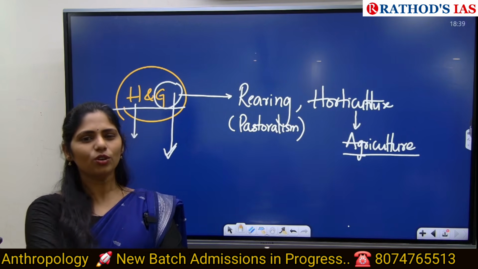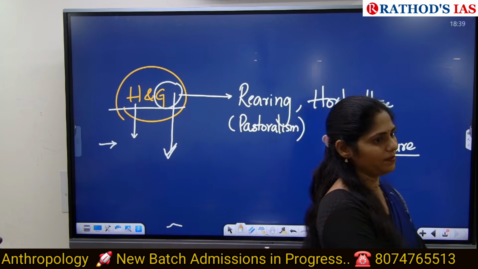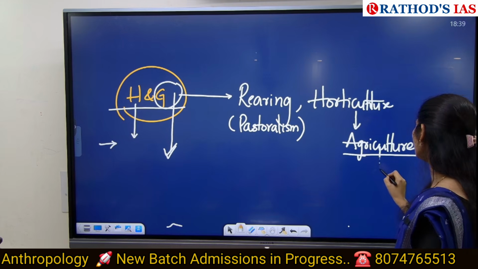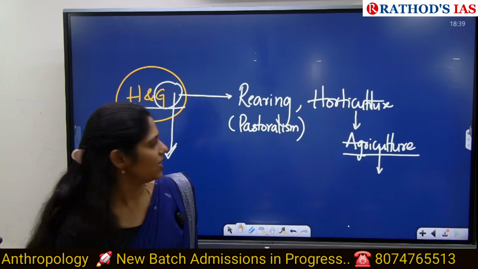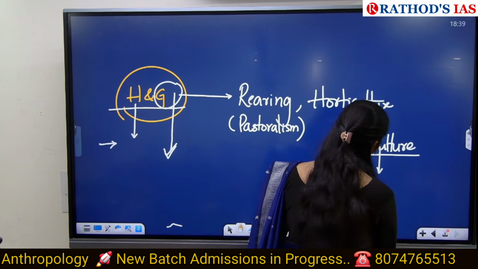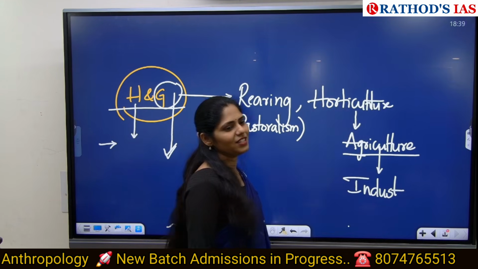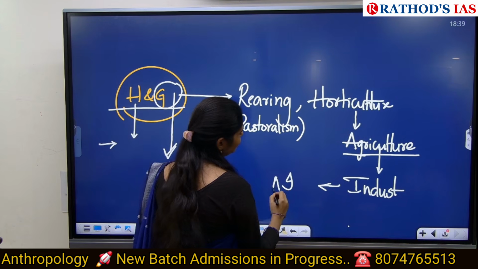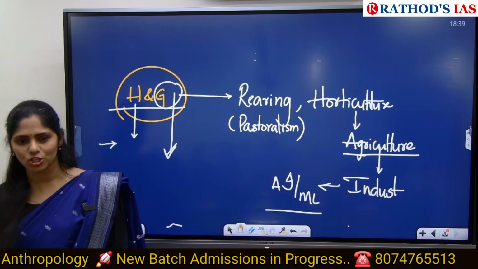If they started growing more and more, what will they do? They'll try to store it. In the process of storage, they established small kinds of machines. That led to industrialization. Slowly, this industrialization led to AI and machine learning. Now we are at the stage of AI and machine learning.